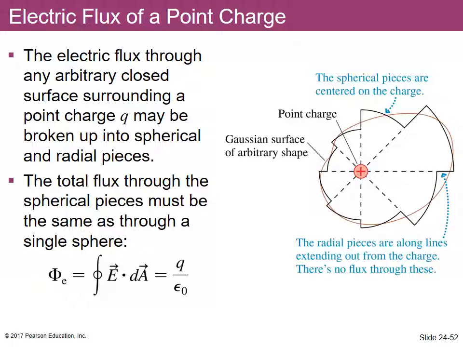You can even imagine, as the figure shows, sliding the spherical pieces in and out without changing the angle they subtend until they come together to form a complete sphere. The total flux through the spherical pieces must be the same as through a single sphere.